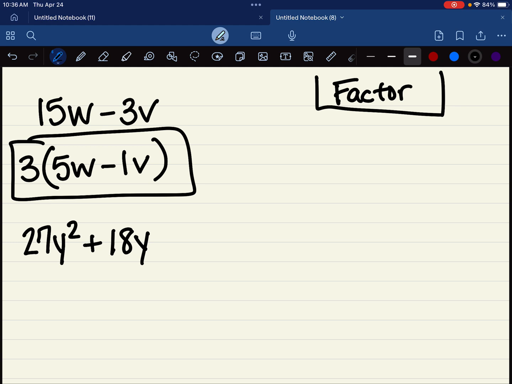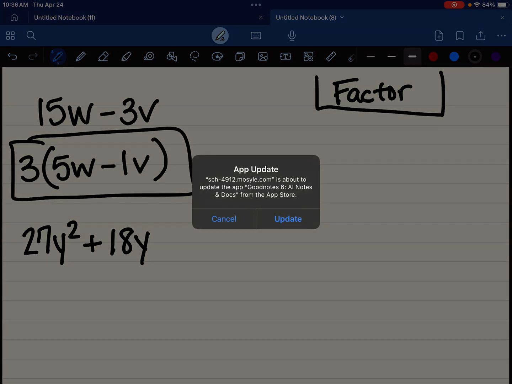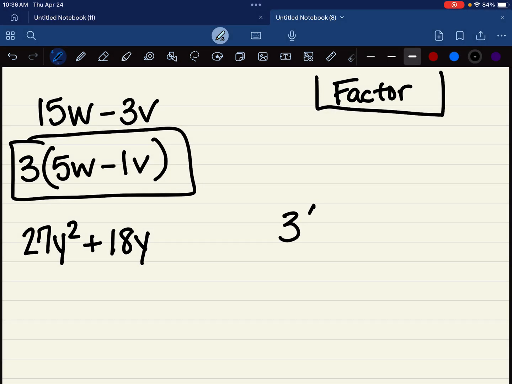If I divide this by 3, what's 27? Don't write this down. What's 27 divided by 3? 9. So I'd have 9y squared. What's 18 divided by 3? 6. Now, are those still divisible by another number? Yeah, they're both divisible by 3. So that should tell you, if you do it and you're like, oh, those are still divisible by something else, we got to go back and redo it, okay? So, like Seabass said, divisible by 9.